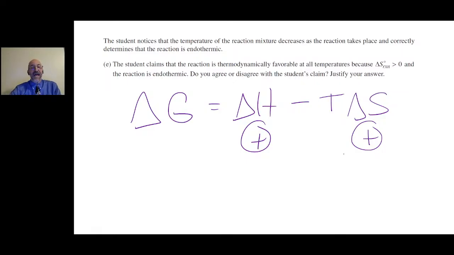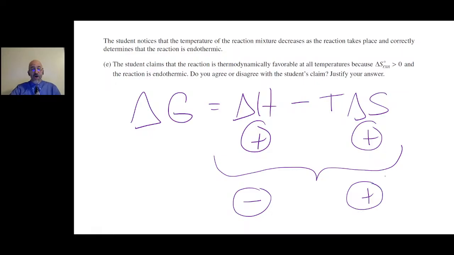Is this favored at all temperatures? No. This is one of those, it depends. If it were favored at all temperatures, the delta H would have to be negative, and the delta S would have to be positive. That would be favored at all temperatures because delta G would be negative no matter what. This is only going to be favored at high temperatures. So do you agree or disagree with the student's claim?